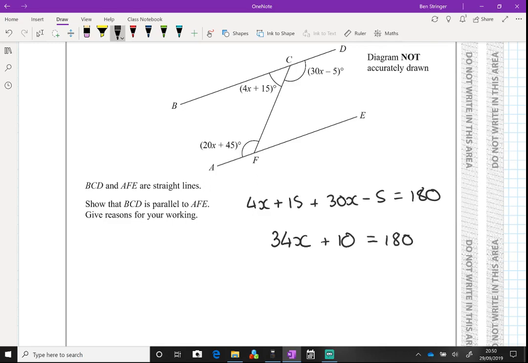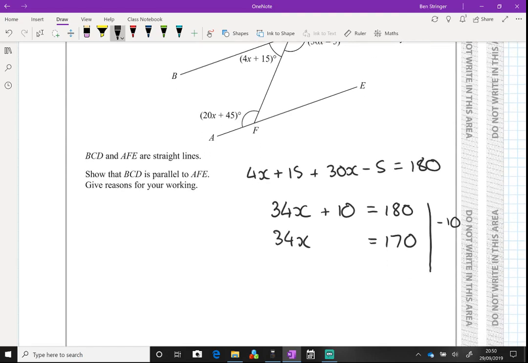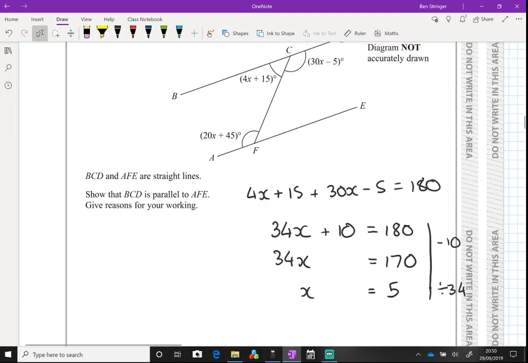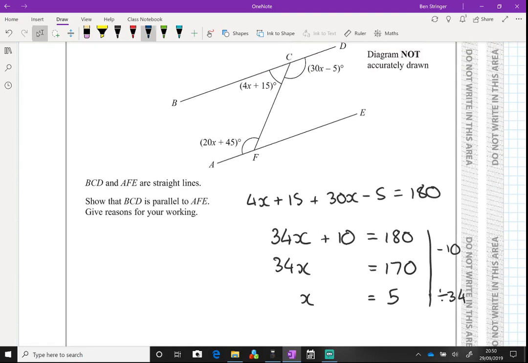Just collect your numbers and letters, subtract 10 from both sides. 34x equals 170. And now dividing both sides by 34, use a calculator for this part. We should get that x, well 10 lots is 340, so 5 lots will be half of 340, which is 170. x equals 5. Remember to use a calculator for that part though. So x is 5.